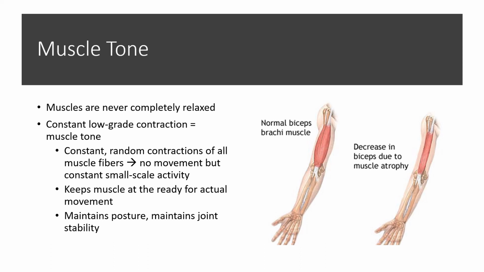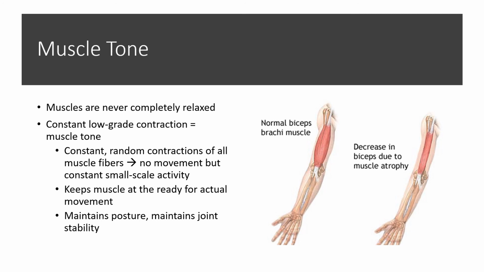So you always need to have some small degree of contraction happening in your muscles all the time, just to preserve muscle tone. Use it or lose it. If you don't have some contraction going on, you're just going to atrophy. Your body likes to do that. It doesn't like to waste energy. And it's also going to help you preserve your posture. This also helps preserve joint stability.